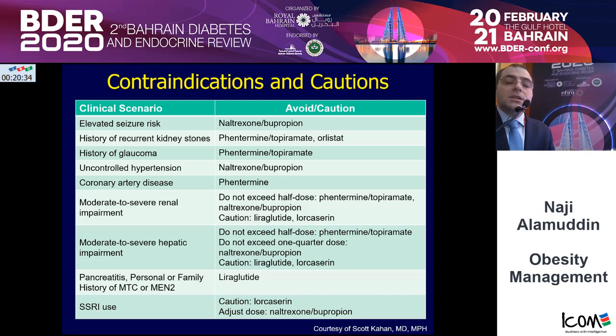Looking into contraindications and cautions. You have to keep in mind a few things. Patients with seizures or elevated seizure risks should not get bupropion because it lowers your seizure threshold. Patients with uncontrolled hypertension should not get bupropion. Phentermine is a sympathomimetic, so patients with coronary artery disease should not get that. Patients with pancreatitis should not get liraglutide. I just want to mention this part.